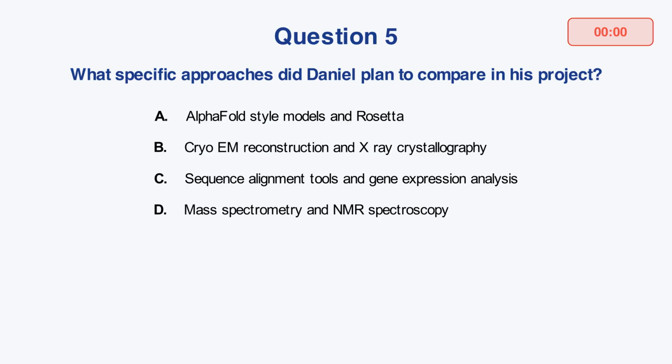Listen again to part of the conversation. Then answer the question. Near experimental accuracy means that predicted coordinates often fall within low RMSD ranges compared to solved structures for many targets, and that side chain packing and active site geometry were correct enough for many downstream applications.